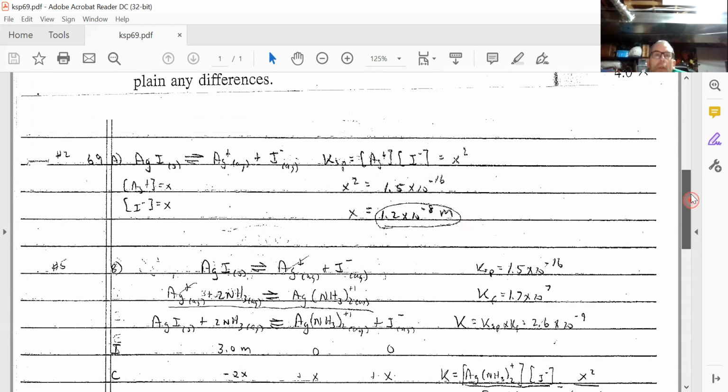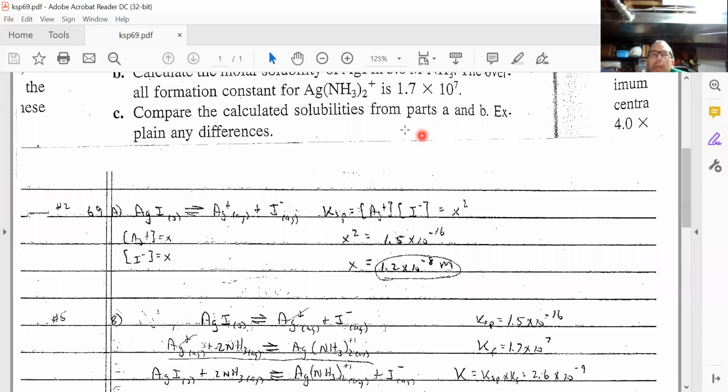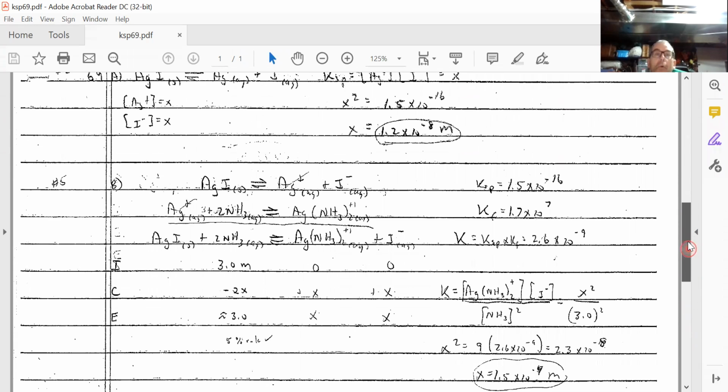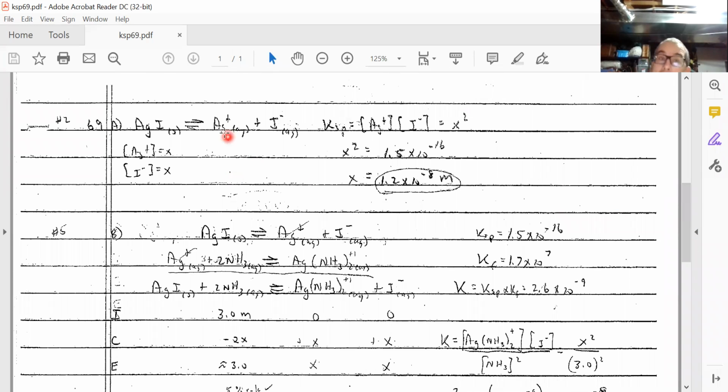Okay, let's go to our last question here. Compare the calculated solubilities from A and B. Explain any differences. I think we did that. Again, think about it in terms of the common ion effect. What's happening is we're not adding Ag plus and driving equilibrium to the left, we're removing Ag plus, which drives equilibrium to the right. Or instead of saying drives it to the right, it allows us to consume reactants to form products and makes it more soluble.